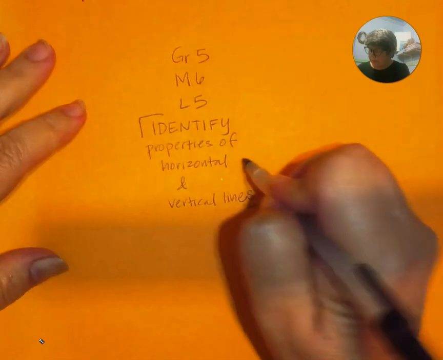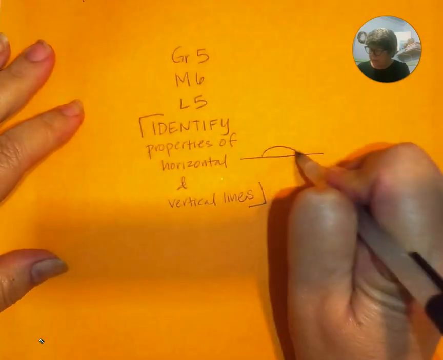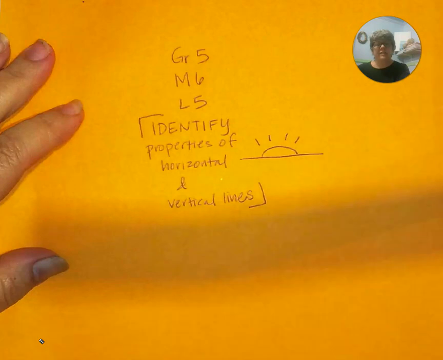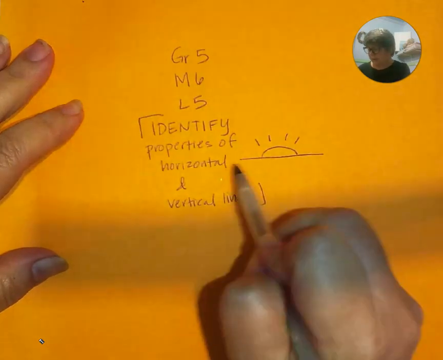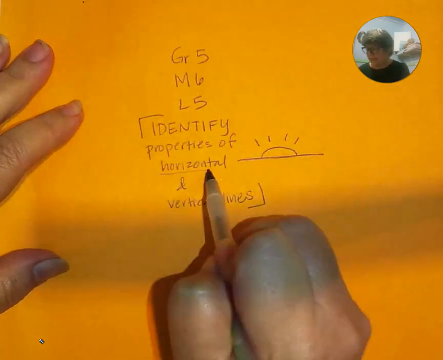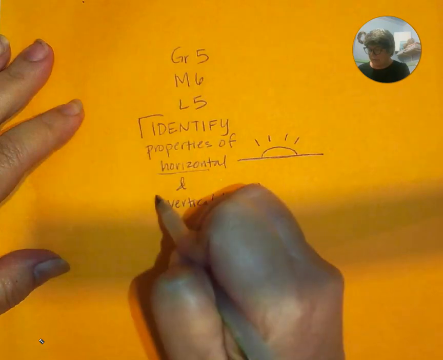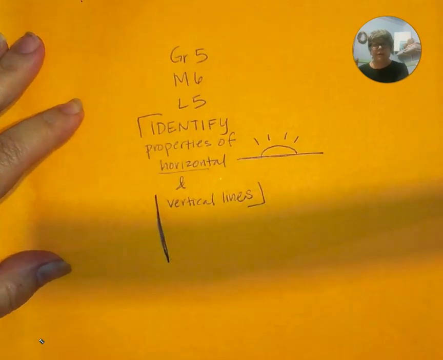Aloha and welcome to Grade 5, Module 6, Lesson 5, Identify Properties of Horizontal and Vertical Lines. And hopefully you remember, horizontal is across, just like when you're watching the sun rise or set across the horizon. And vertical is up and down, like when you're practicing your vertical jump in basketball. Okay, so we're going to look at properties of horizontal and vertical lines on our coordinate planes, right?